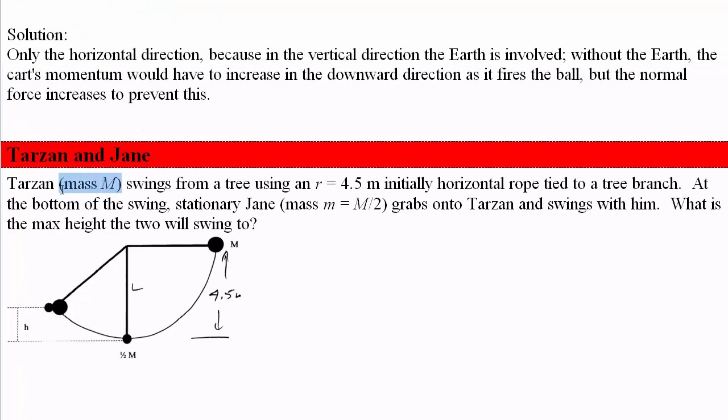Tarzan and Jane. Tarzan, mass big M, swings from a tree using an r equals 4.5 meter, initially horizontal rope tied to a tree branch here. At the bottom of the swing, stationary Jane, mass m equals Tarzan's mass over 2, grabs onto Tarzan and swings with him. What is the max height the two will swing to?